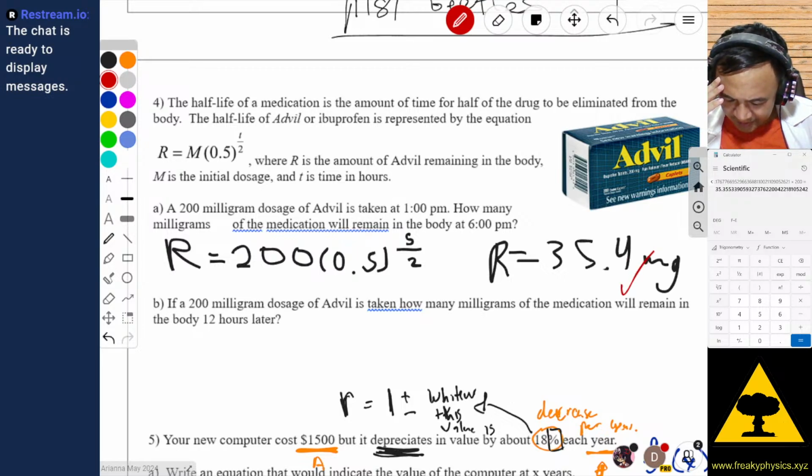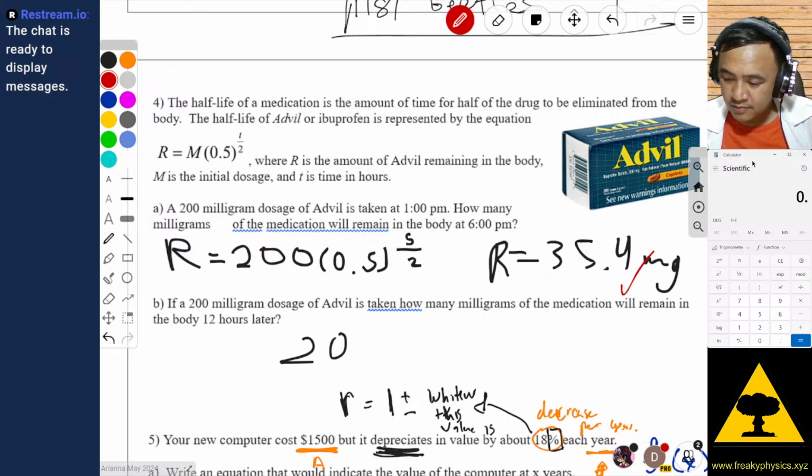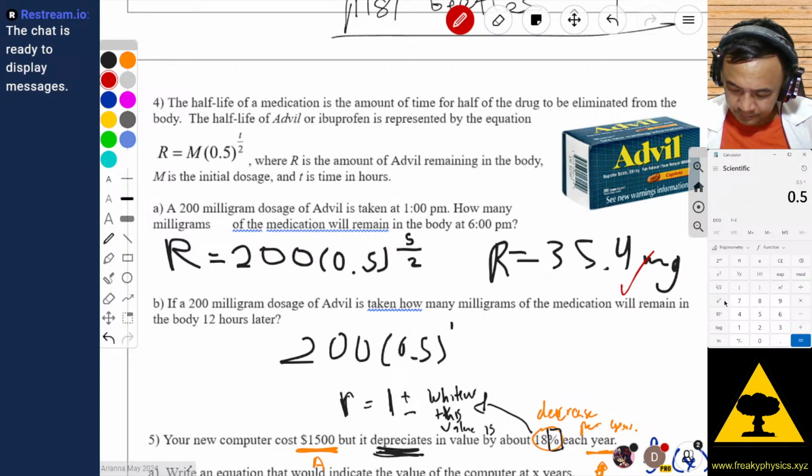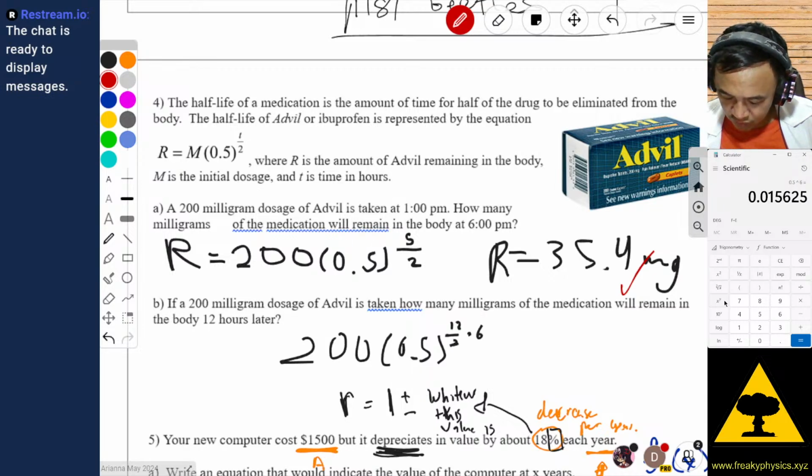How about this next one? If 200 milligrams of dosage of Advil is taken, how many milligrams of medication will remain in the body after 12 hours? So it'll still be 200 here, 0.5, and then 12 over 2, which can simplify to 6, because I don't like fractions.